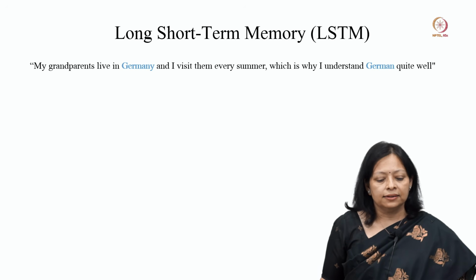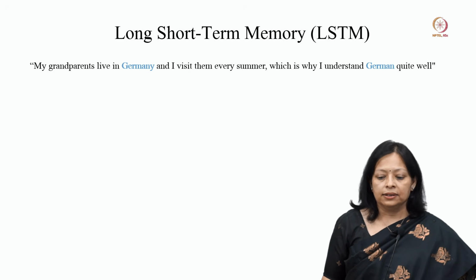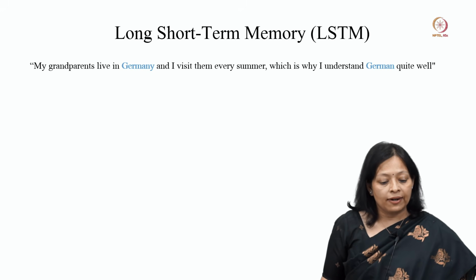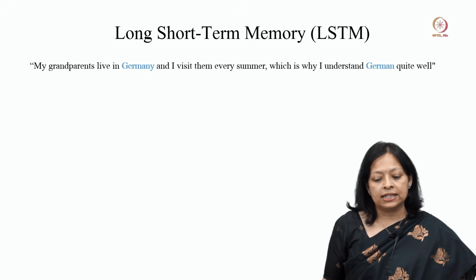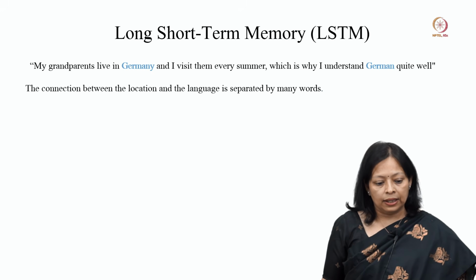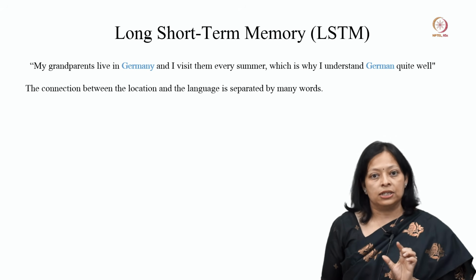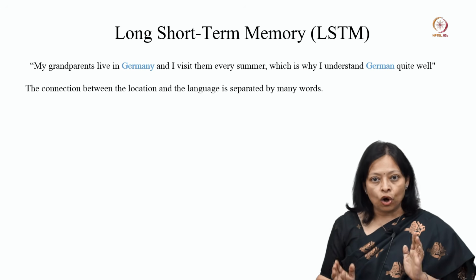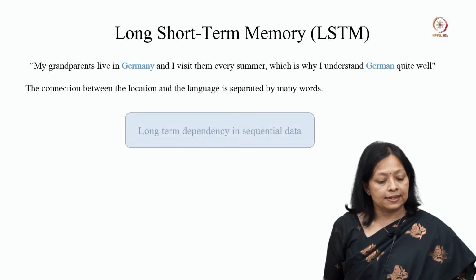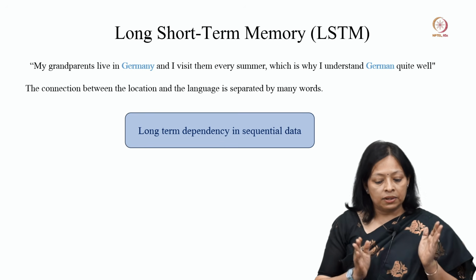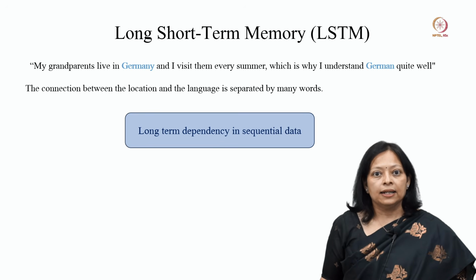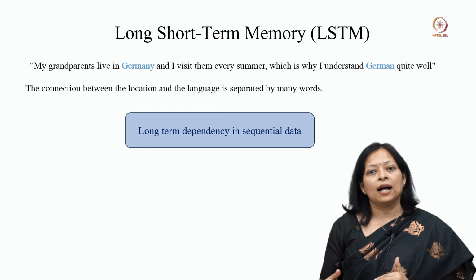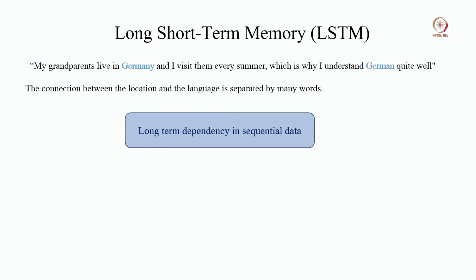Let us take as an example this sentence. My grandparents live in Germany and I visit them every summer, which is why I understand German quite well. So the connection between the location, which is Germany, and the language German is separated by many words. So this is called long-term dependency in a sentence. Long-term dependency in sequential data is very important to be maintained to have a meaningful sentence.